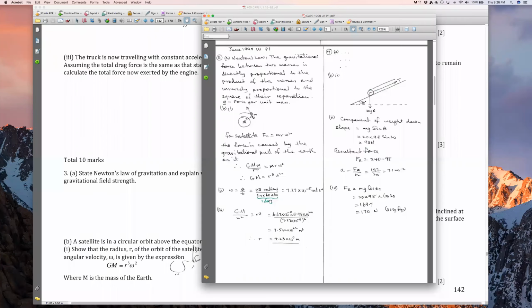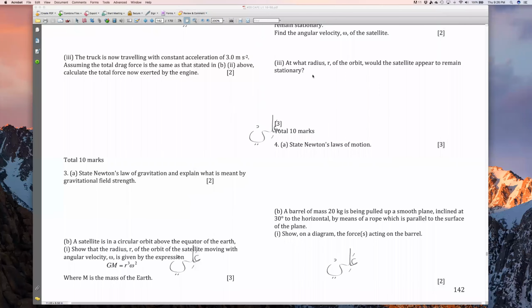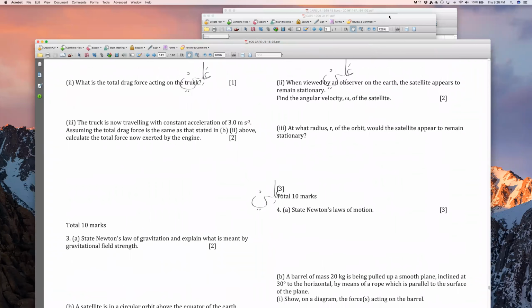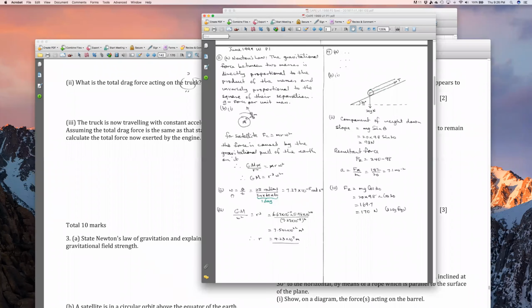All right, so they ask what is the angular velocity of a geostationary satellite? When viewed by an observer, the satellite appears to remain stationary. Find the angular velocity of the satellite. What is angular velocity again? Angular velocity is angle swept out over time. And we know that a geostationary satellite sweeps out an angle of 2 pi, and it takes 1 day to sweep that out. So it's just a matter of doing the calculation.